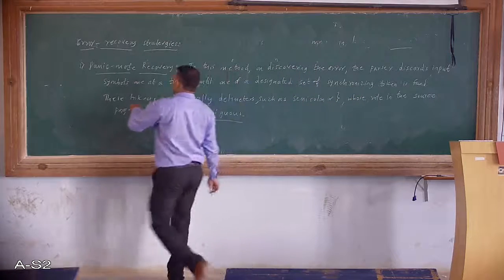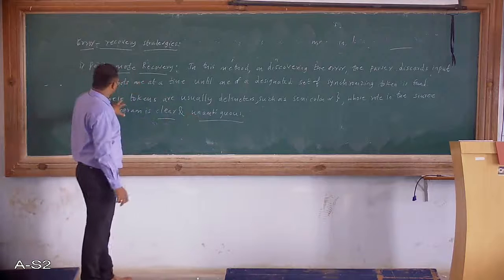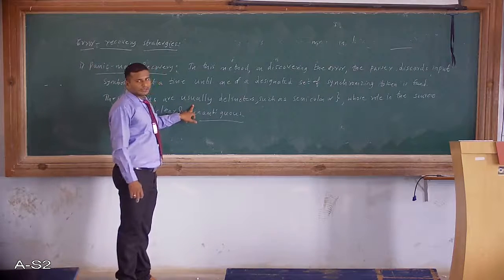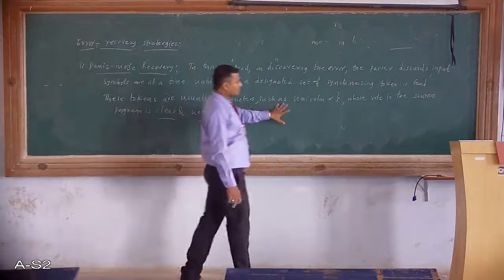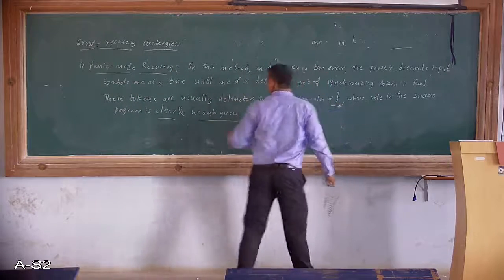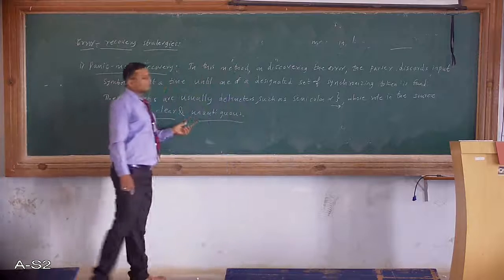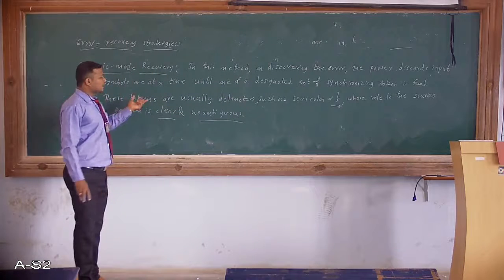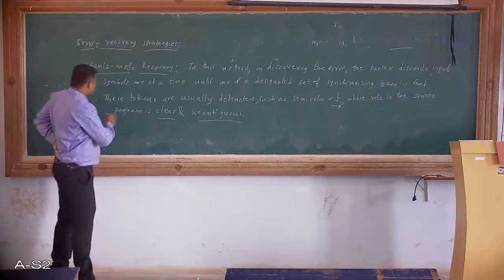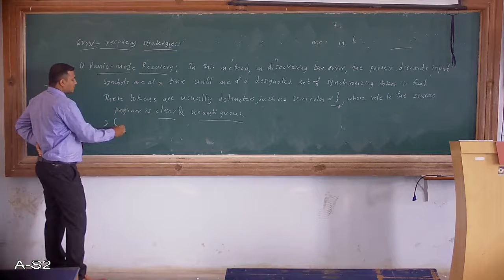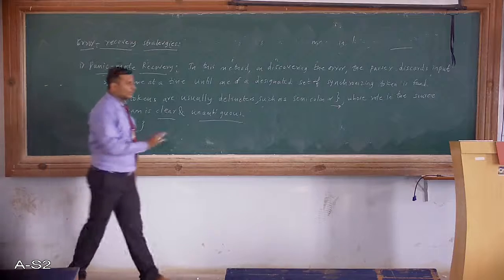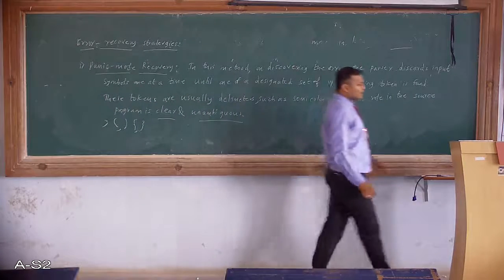These synchronizing tokens are usually delimiters, such as a semicolon, opening parenthesis, closing parenthesis, open bracket, closing bracket, etc., whose role in the source program is clear and unambiguous.